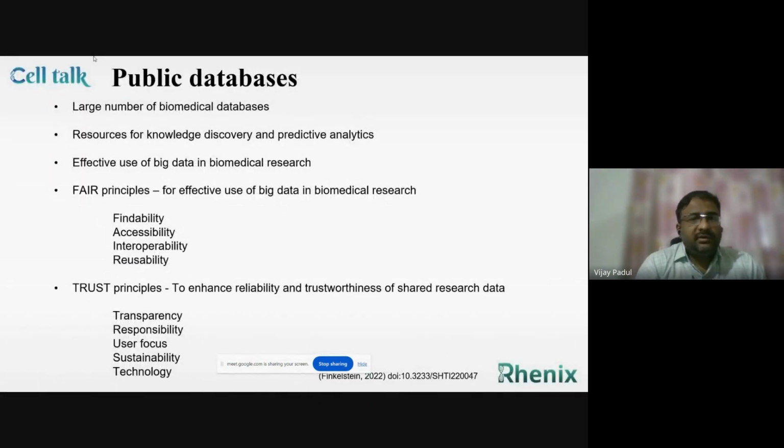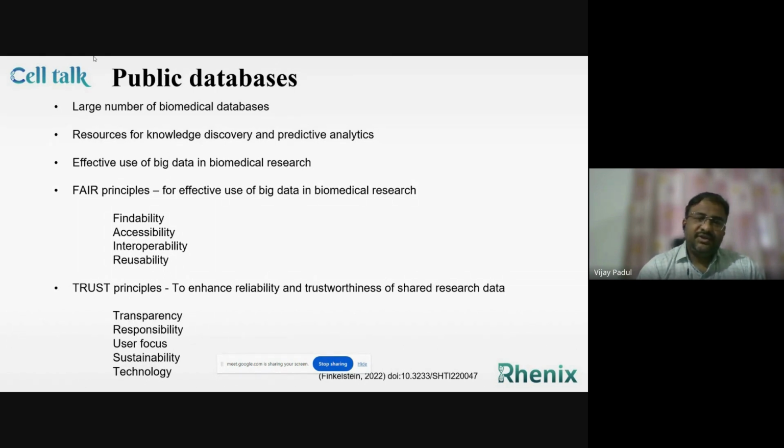Then there are public databases that are available. As I have shown already, there are different research activities that generate different data, and those are stored in public databases. So a large number of biomedical databases are available. These serve as a resource for knowledge discovery and predictive analysis. And effective use of big data in biomedical research is possible because of the availability of these particular databases.